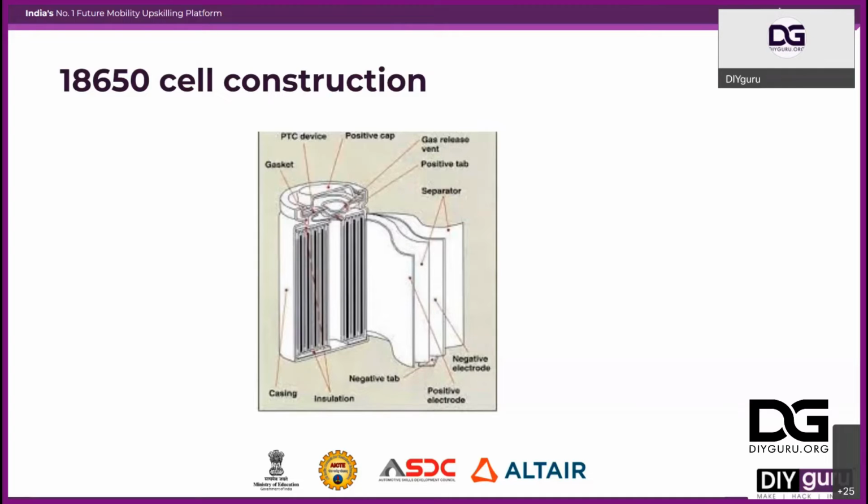This protects the cell. For example, if you're using a high rating, 4C or 5C, the device senses that the whole cell is getting very overheated. So it discharges the positive cap from the electrons in every chemical reaction, so that there won't be any further exchange of electrons or current. That's why this device is used. And then we have casing, insulation, everything.